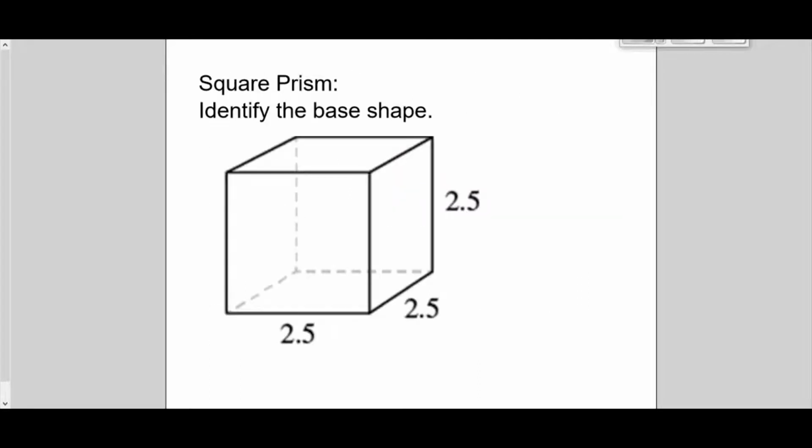So this first shape is a square prism. The base shape here is going to be a square. So take a second and copy that down. Pause the video if you need to. So the base in this square prism would be this that I'm highlighting in purple. This is the base.